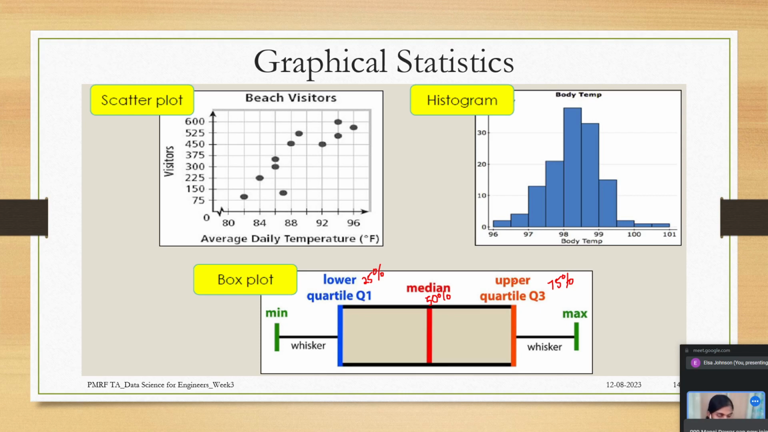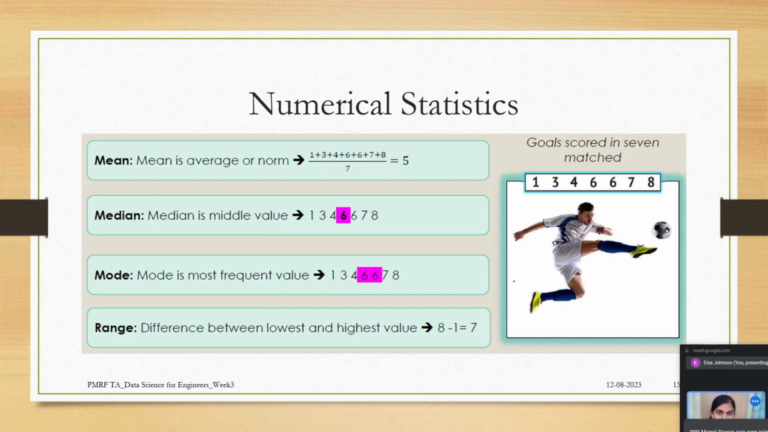Then there is the numerical statistics. Numerical statistics, this you have seen many times in statistics. So mean is the average or norm. If you have a set of different values 1, 3, 4, 6, 6, 7, 8, then the total addition of those divided by the total number will give you the mean.